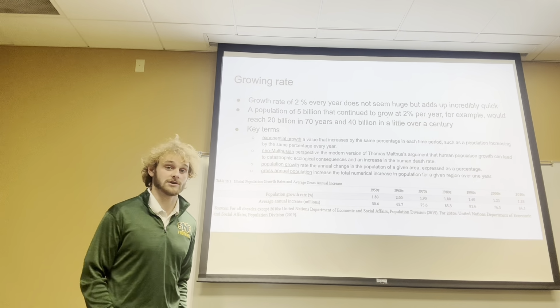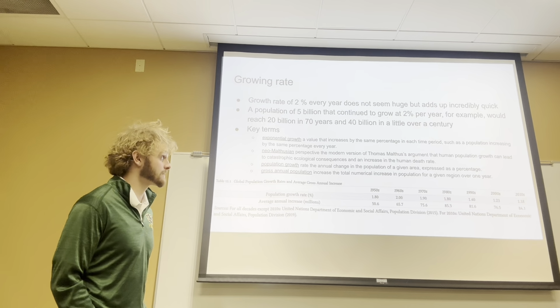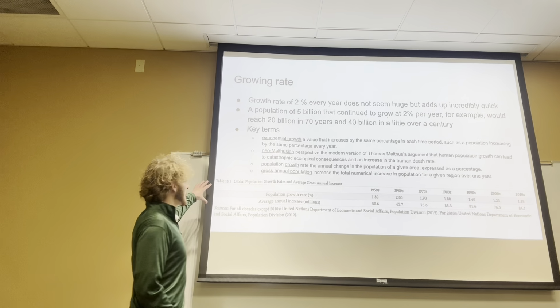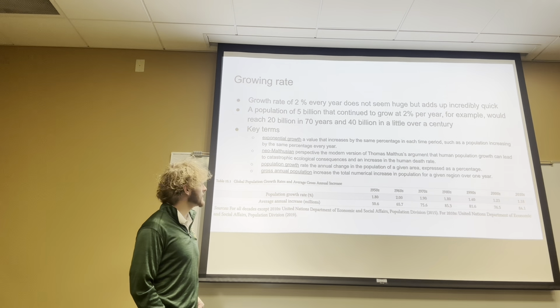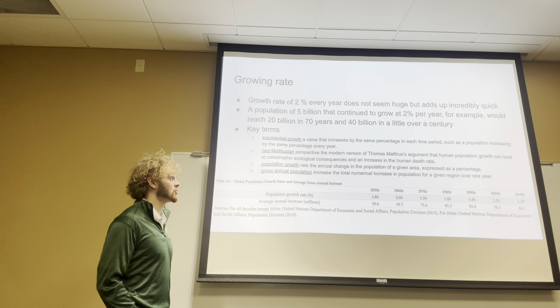Population growth rate is the annual change in population of a given area expressed as a percentage. Gross annual population increase is the total numerical increase in population for a given region over a specific year. In this table, which is table 15.1, we can see the global population growth rate and average gross annual increase.